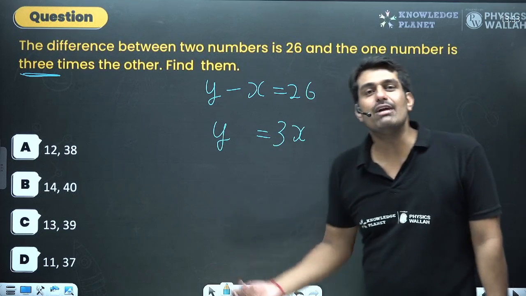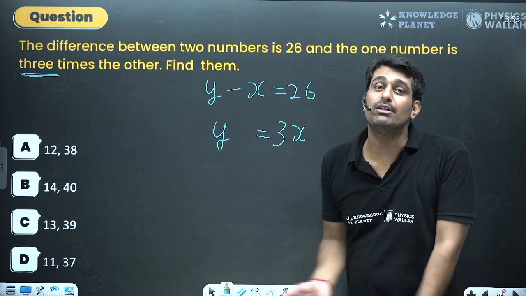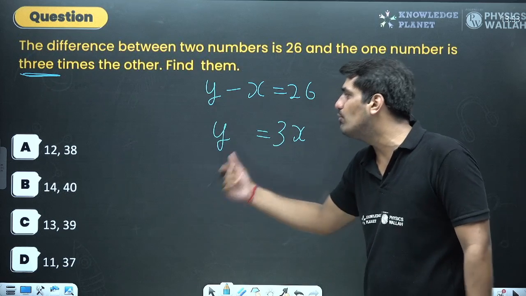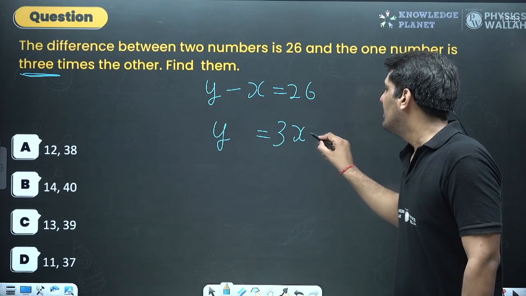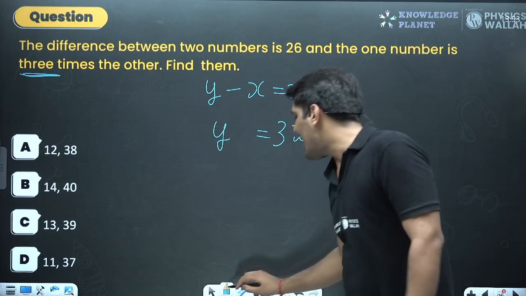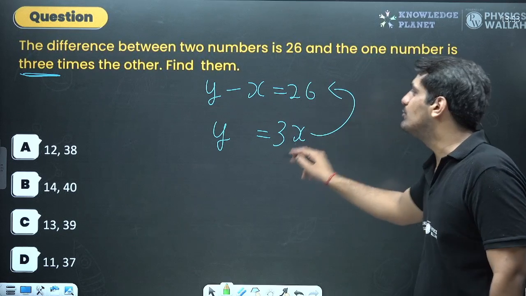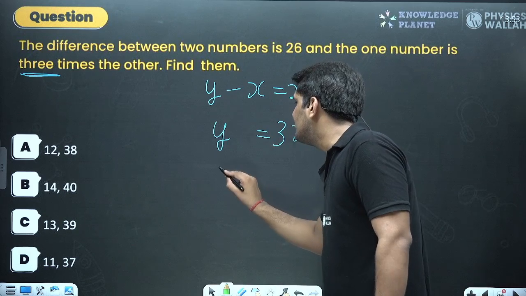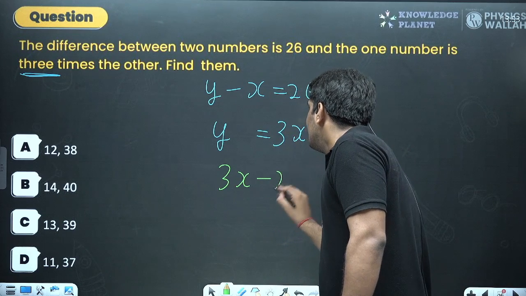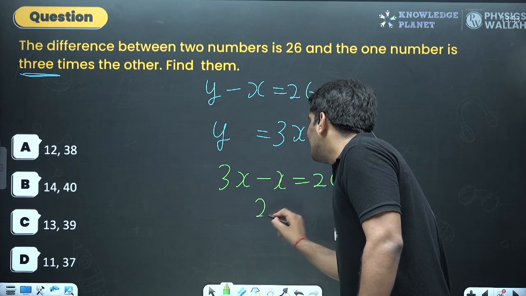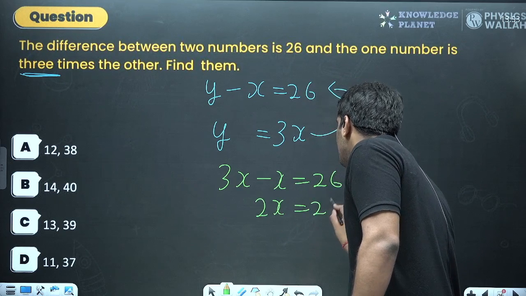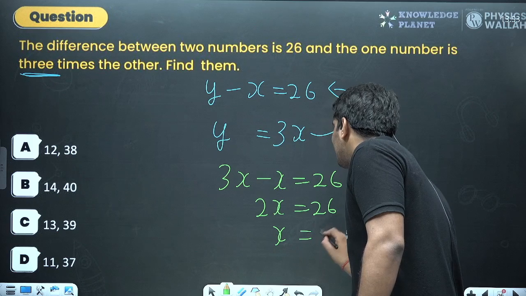Now, either you can go for elimination or you can go for substitution, because things are very simple. The coefficients are equal. We have been given y in terms of x. Let me replace this into this equation. So when we have y equals 3x, when I put it in the above equation, this is 3x minus x equals 26. So this is 3 minus 1, that is 2x equals 26, and from here x comes out to be 13.